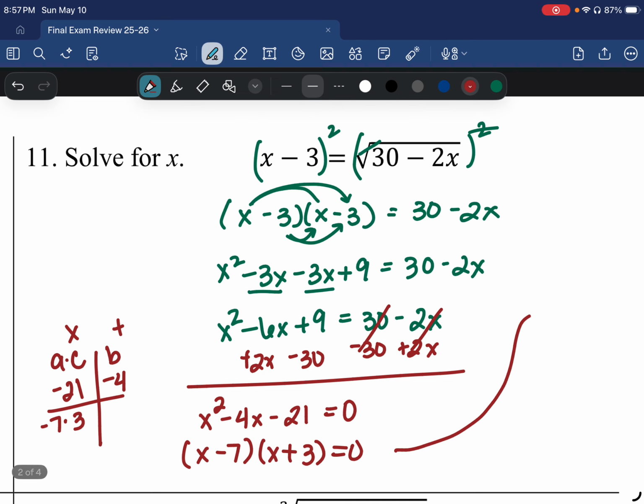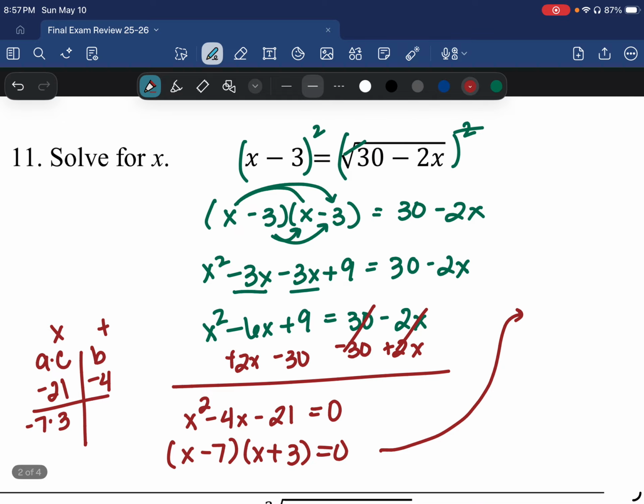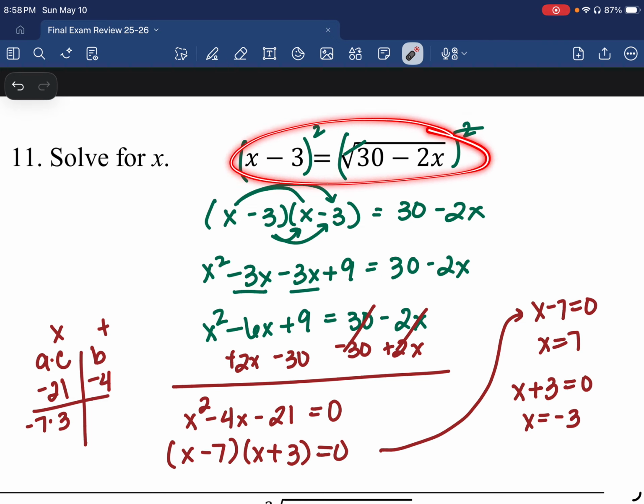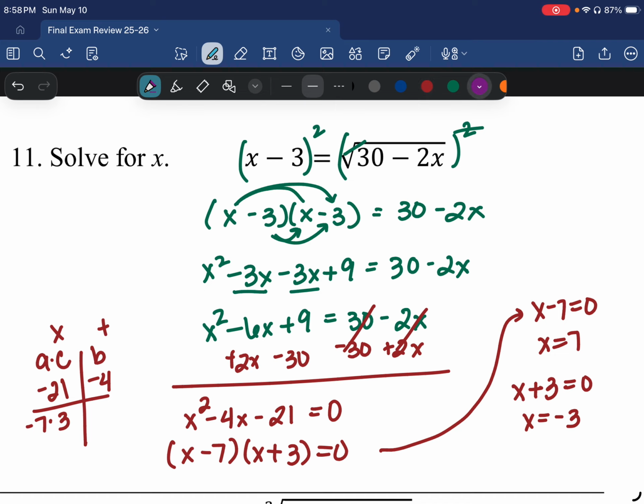In order to solve, you must set your factors equal to 0. So x minus 7 equals 0, and x plus 3 equals 0. So we end up with x is equal to 7, and x is equal to negative 3. But again, because this was a square root equation, we must check our answers to make sure that they actually create true mathematical statements. So I'll do that on the left at the top.